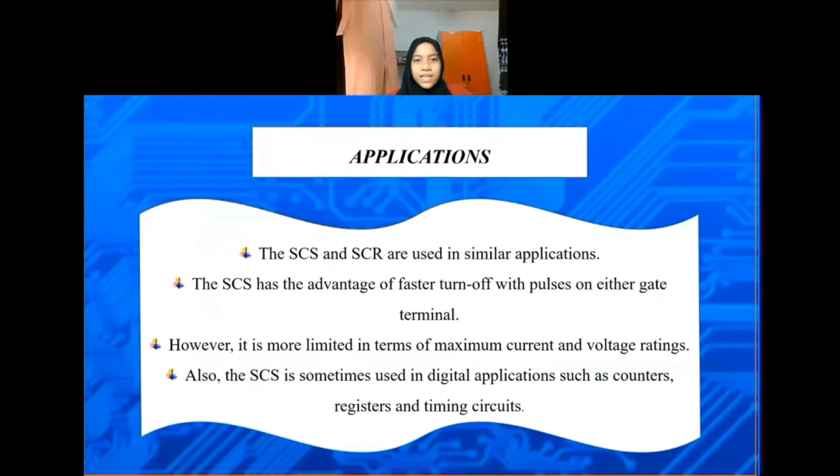For applications, the SCS and SCR are used in similar applications. The SCS has the advantage of faster turn-off with pulses on either gate terminal. However, it is more limited in terms of maximum current and voltage ratings. Also, the SCS is sometimes used in digital applications such as counters, registers, and timing circuits.